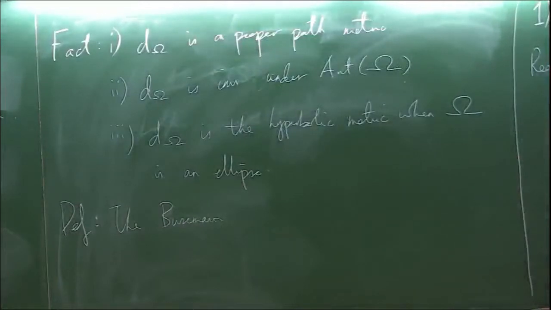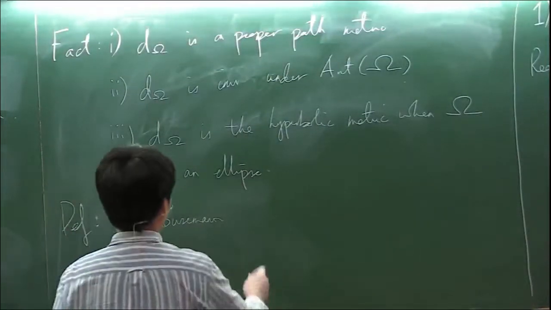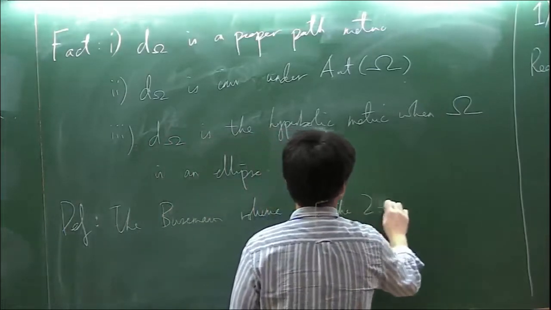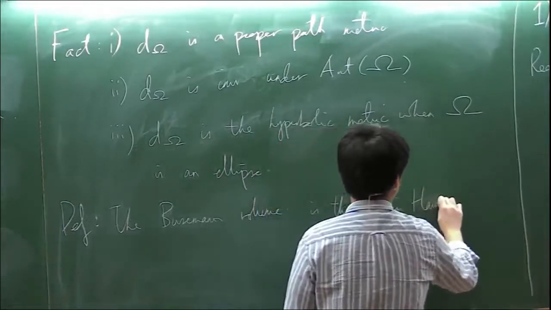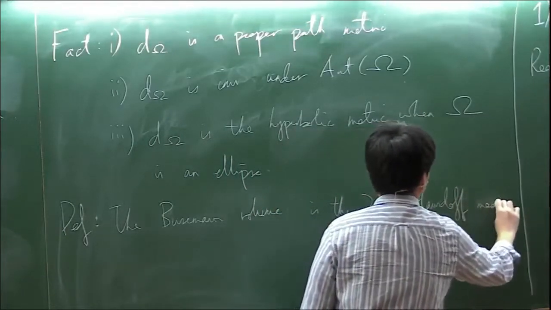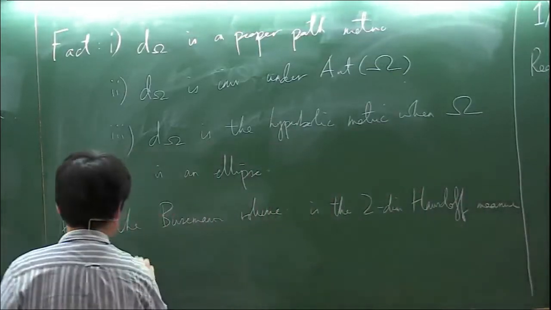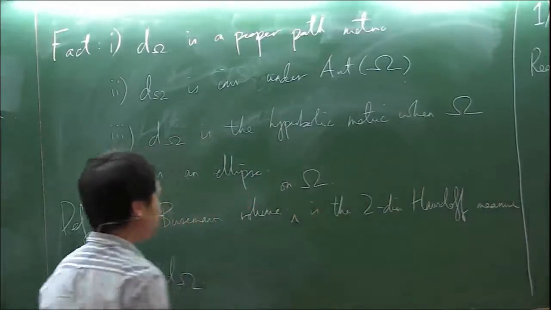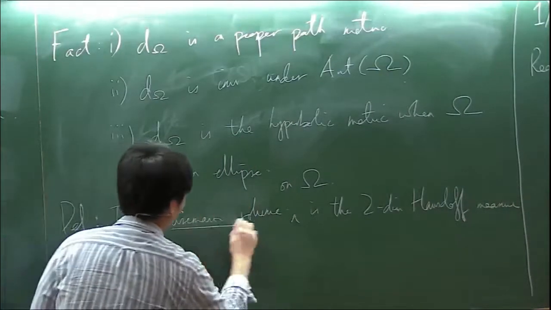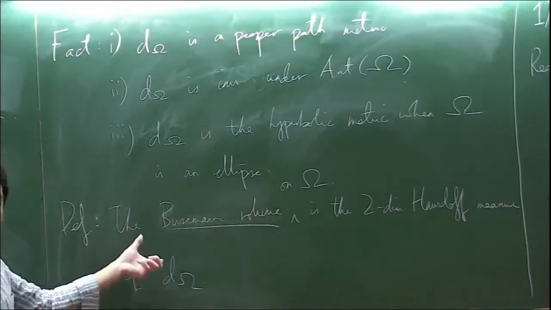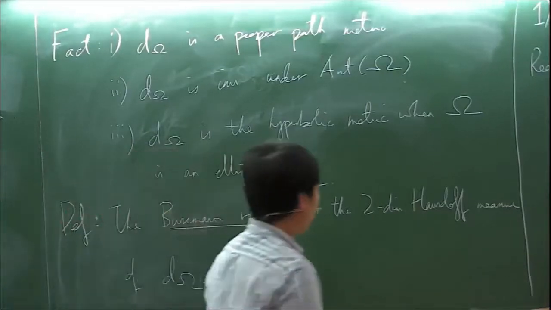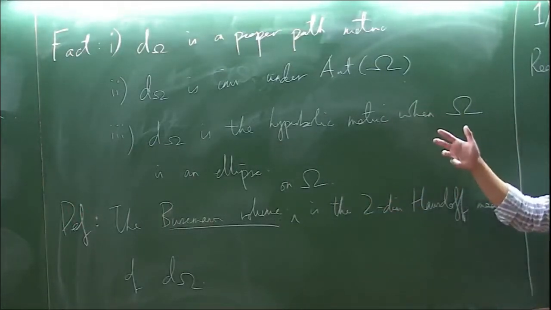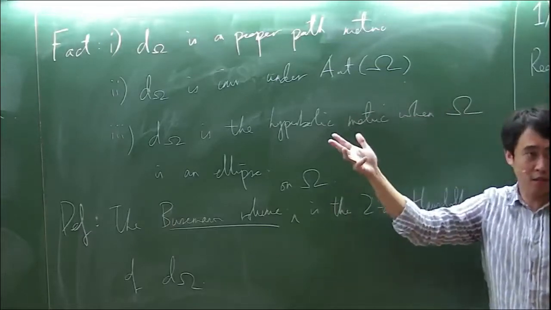Okay, so now the Busemann volume, or the Busemann area, we'll call it volume, is the two-dimensional Hausdorff measure of the Hilbert metric. So this is a volume on omega. This definition here is not very enlightening. In fact, you can actually write down what this Busemann volume is quite explicitly, because, I didn't say it here, but this Hilbert metric is a Finsler metric. So it is not Riemannian in general.